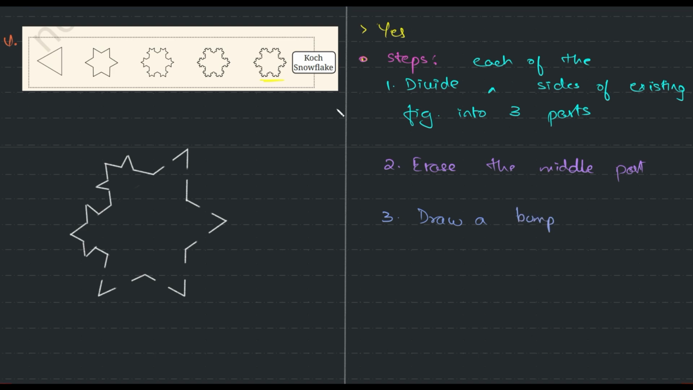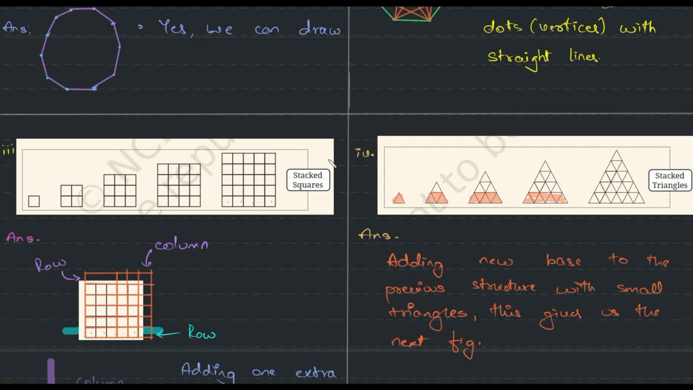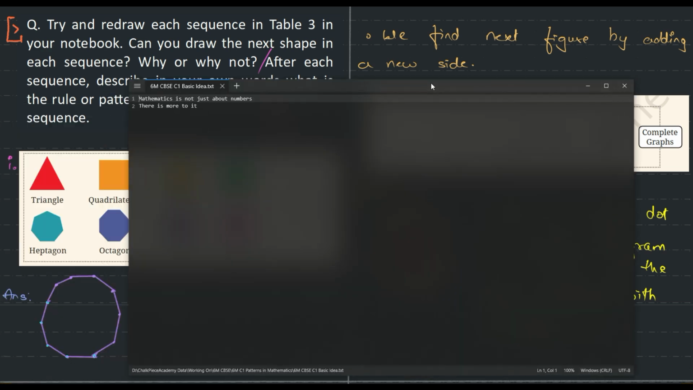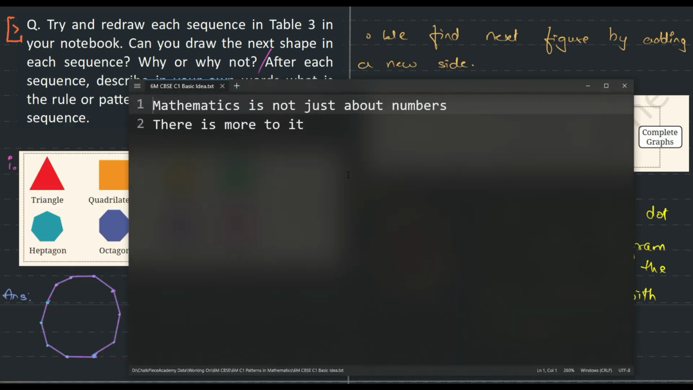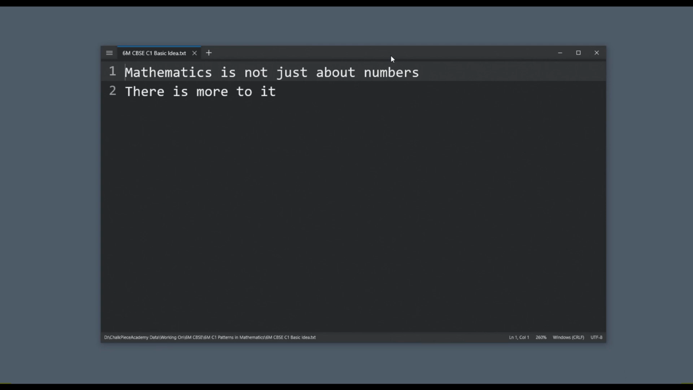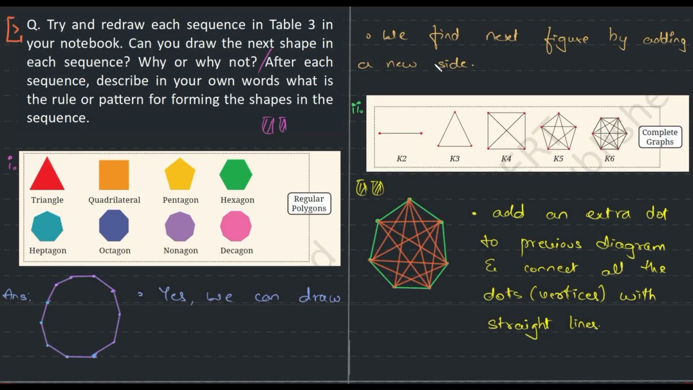From all of this, I hope you guys understand that all this is math. And we had our initial discussion that math is not just about numbers. There is more to it, right? From maths, we can derive a lot of things and we can understand a lot of things.